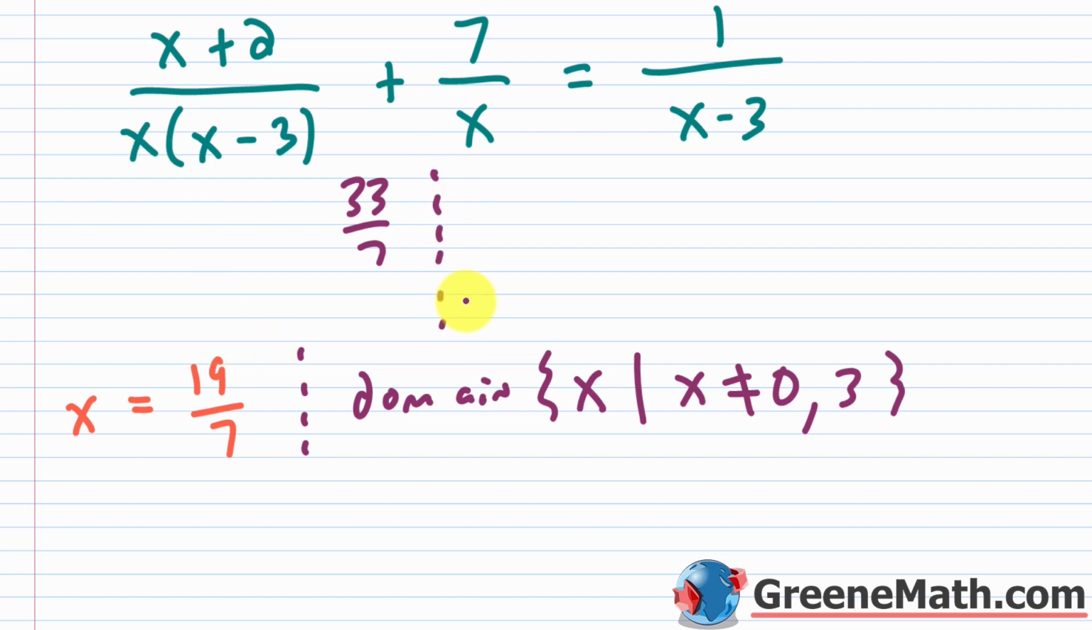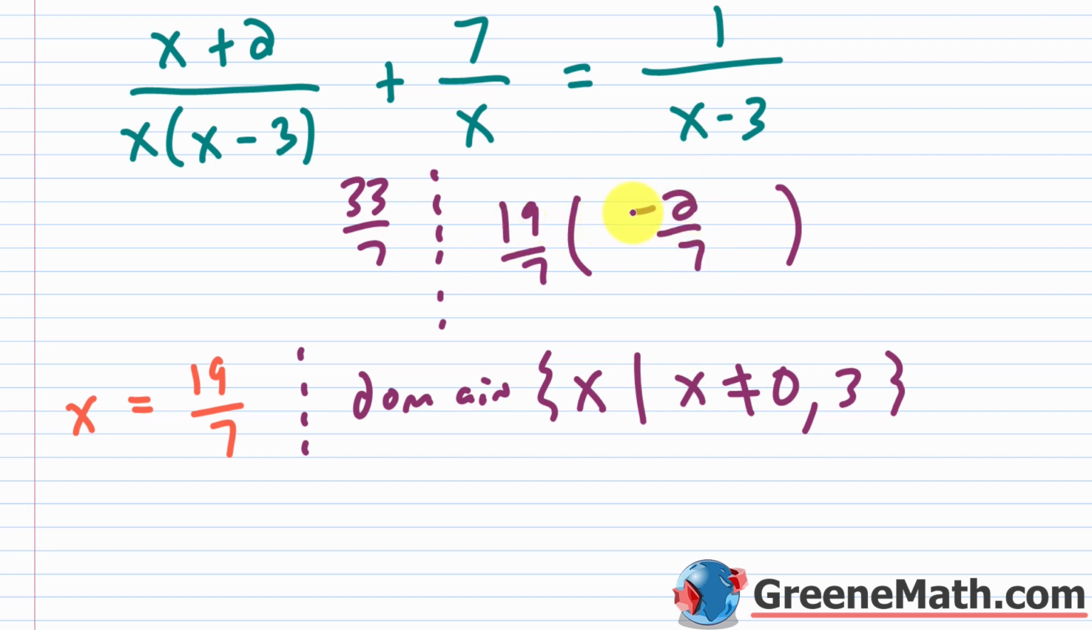Let me do this off to the side. We have 19 over 7 times the quantity 19 over 7 minus, for 3, I'm going to write that as 21 over 7. So this is going to be negative 2 over 7.